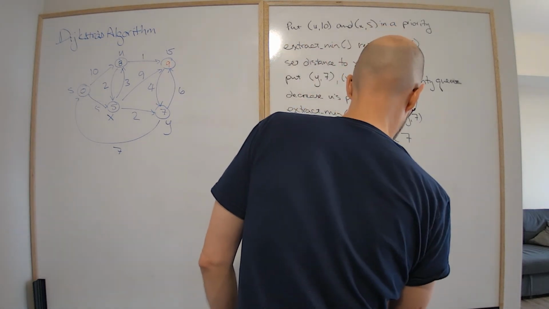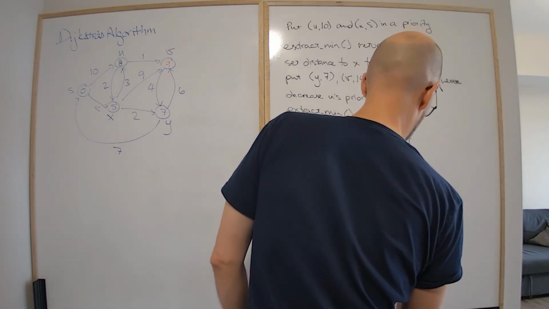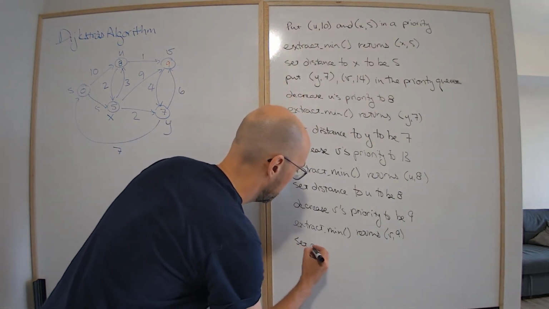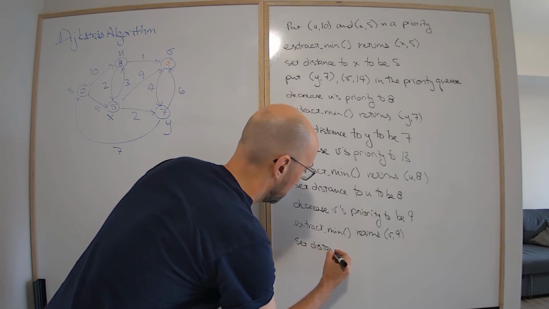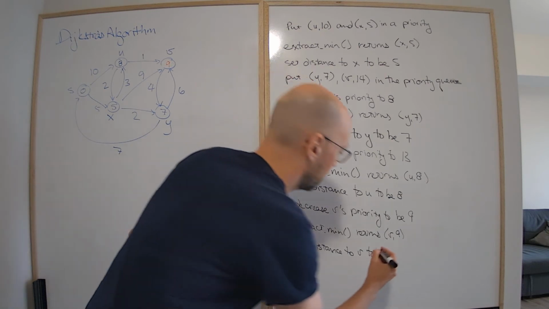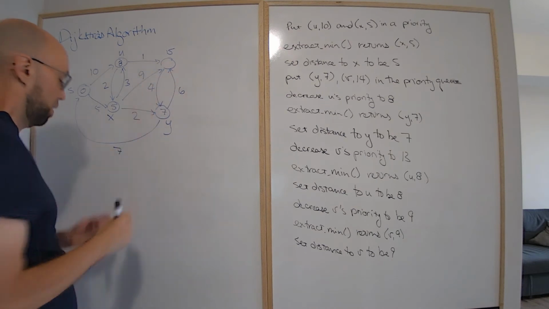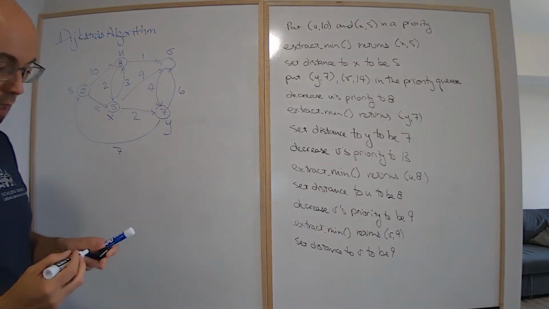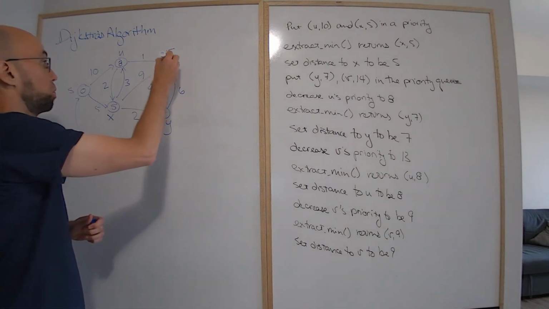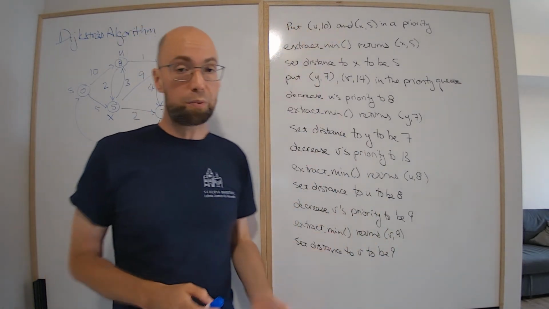And then you extract min. It returns V9, set distance to V to 9. So this becomes blue. So that's, as I said, that's the algorithm. How would you do this with a priority queue?